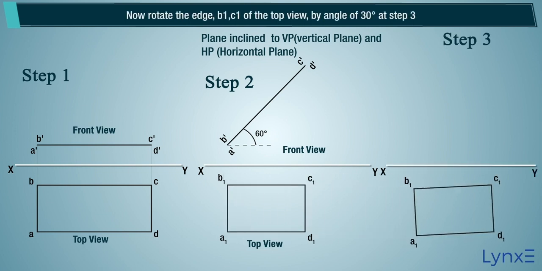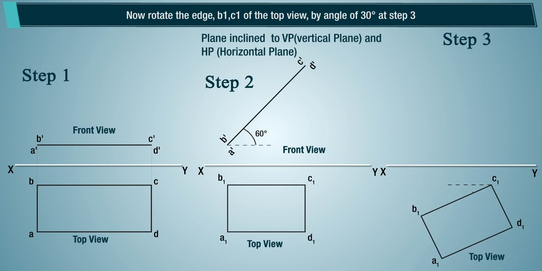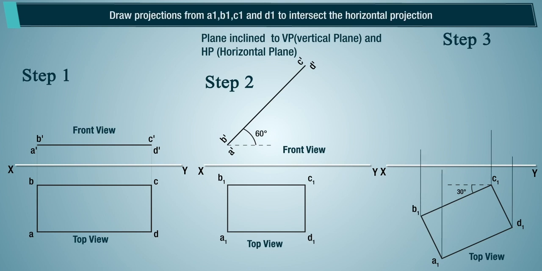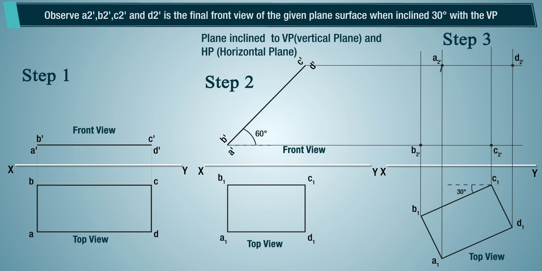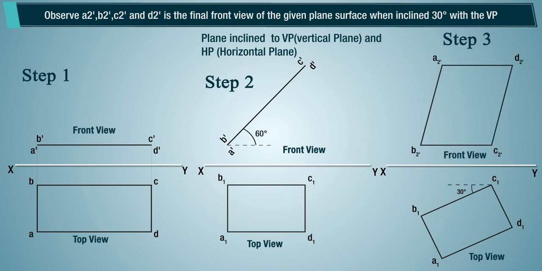Now rotate the edge b1, c1 of the top view by an angle of 30 degrees at step 3. Draw projections from a1, b1, c1 and d1 to intersect the horizontal projections from d', c', and a', b' to get the points a2', b2', c2', and d2'. Observe a2', b2', c2', and d2' is the final front view of the given plane surface when inclined 30 degrees with the VP.